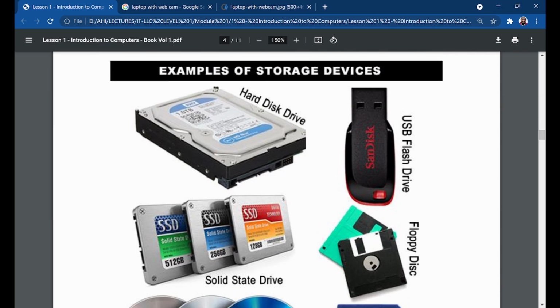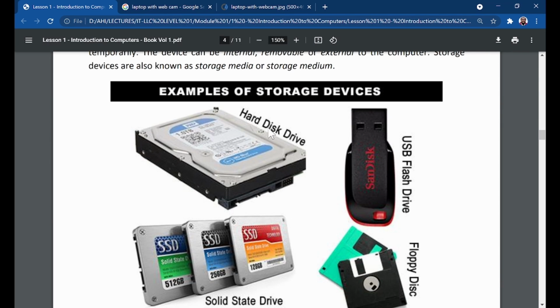So when we talk about storage devices, are you with me? We have our famous hard drive, which is called hard disk drive or hard disk. Have you seen one of these before? Who has seen one of these before? We'll be doing computer hardware in this class, and we are going to learn all these devices. These are things you should know. Have you seen this before? Yes, sir.